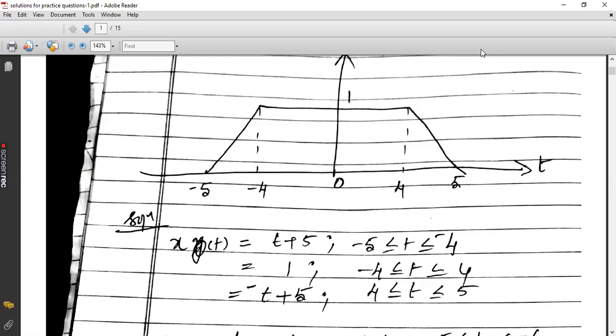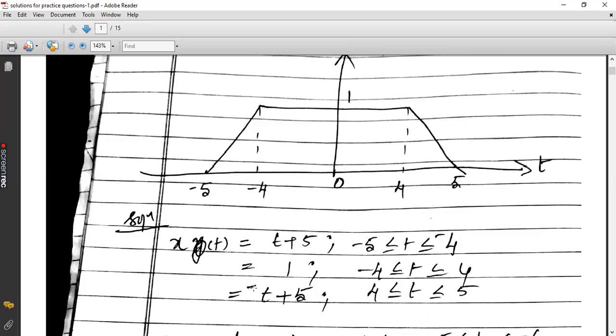Whereas during 4 to 5, it is a negative going ramp. Therefore, you have provided minus t plus 5. If you have any confusion, you can substitute and check the answer. When you substitute t equal to 4, what will be the answer? -4 plus 5, that is 1. So at 4, you are having 1.